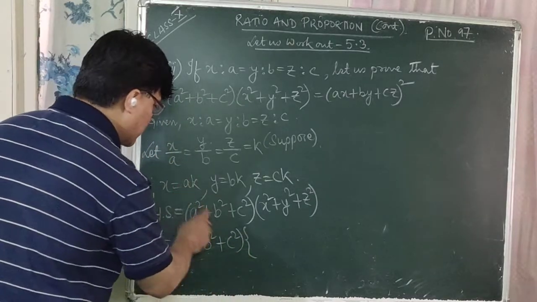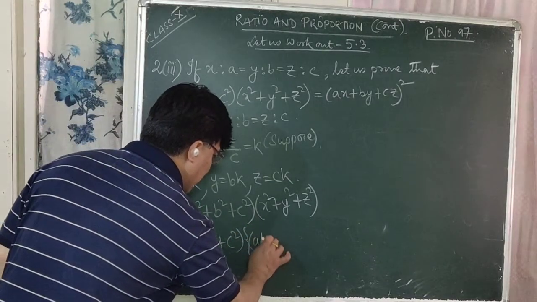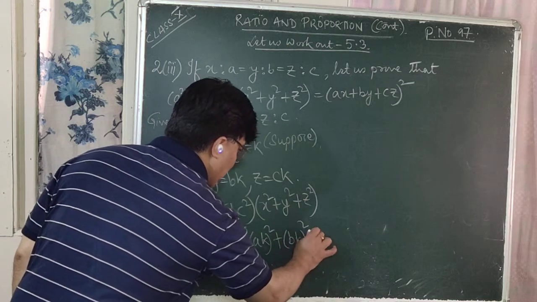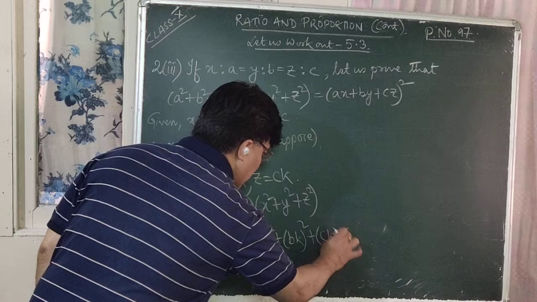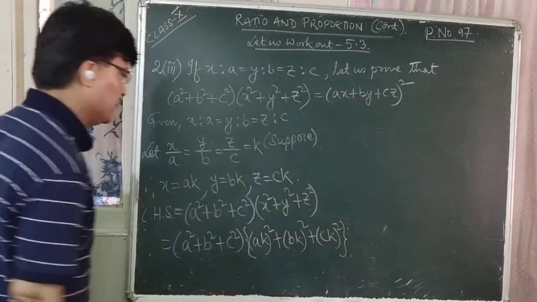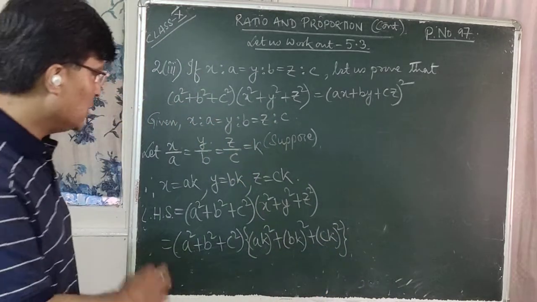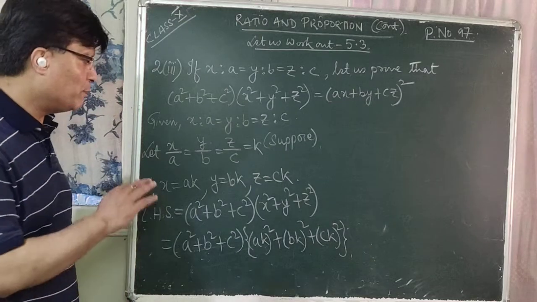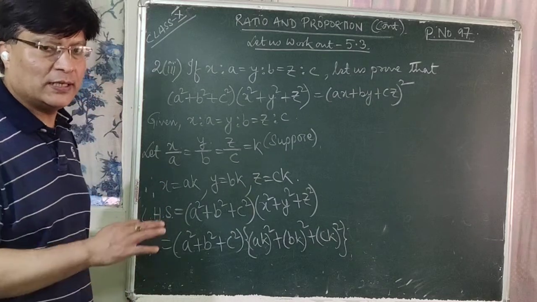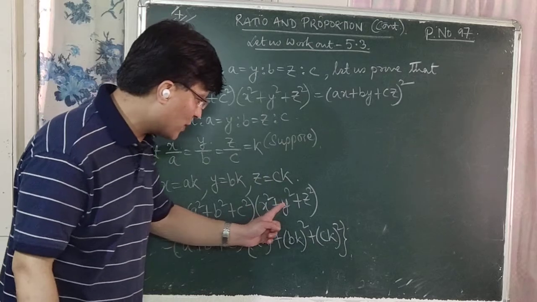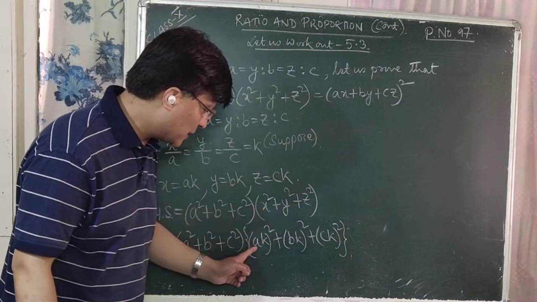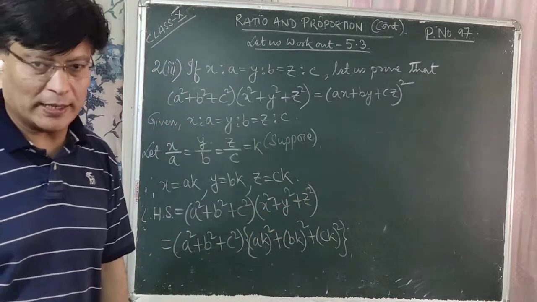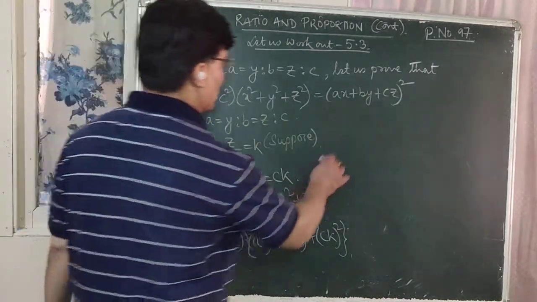Now we know the value for x here, that is ak whole square plus, what is y? bk whole square plus, what is z? It is ck whole square. Right? So these are the values of x, y and z. So we put them on the second factor, that is x square, y square, z square. X is ak whole square plus y is bk whole square, z is ck whole square, right? So let us simplify it now.